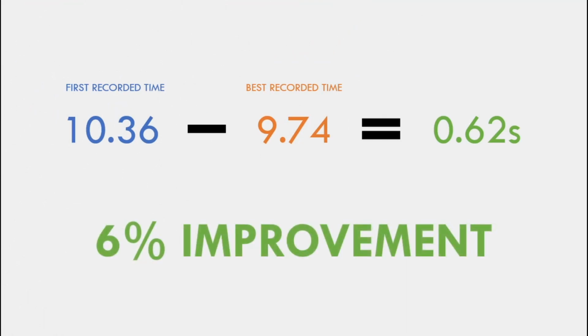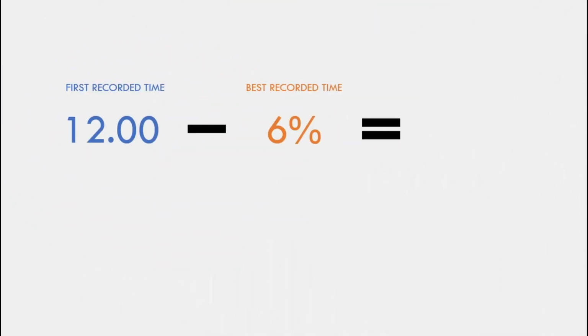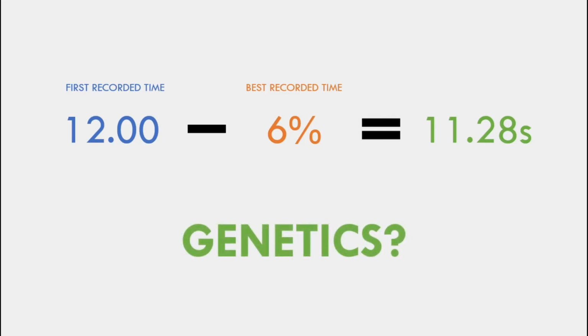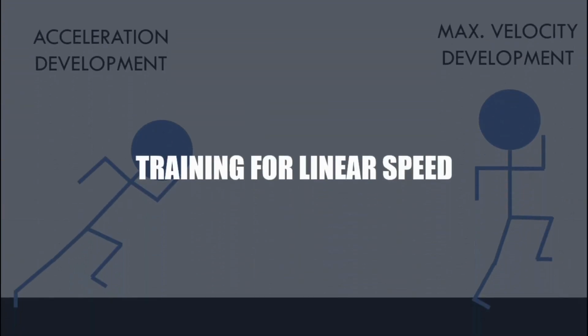Now, if we theoretically propose that Gatlin could only run the 100-meter sprint in 12 seconds as an 18-year-old, a 6% improvement would mean that he would eventually run the same race in 11.28 seconds, a time not considered elite by any standards. So, for absolute speed potential, genetic factors seem to play a huge role in performance. However, there is always the ability to improve on your current performance. Let's now have a look at what training methods can help us improve our linear speed.